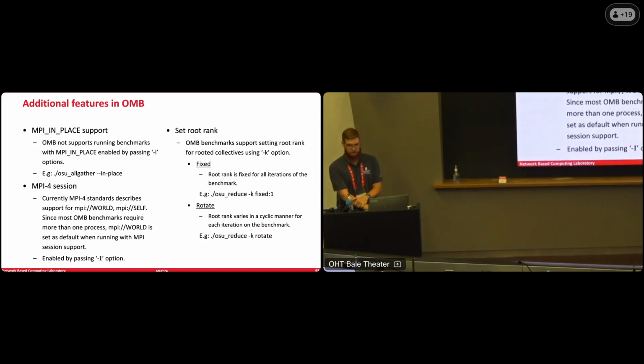And then we also allow for the setting of the root rank so that you can see if your application is being impacted by where the root rank of rooted collectives is. So you can either fix it to a single process, right? Your default is typically going to be 0, but you could try moving that to a different rank, or you can rotate it through different ranks throughout the run, which allows you to test the performance of different routes being used.